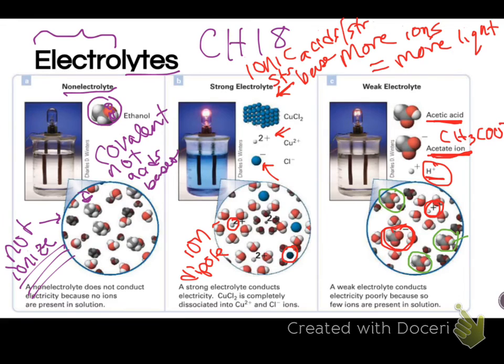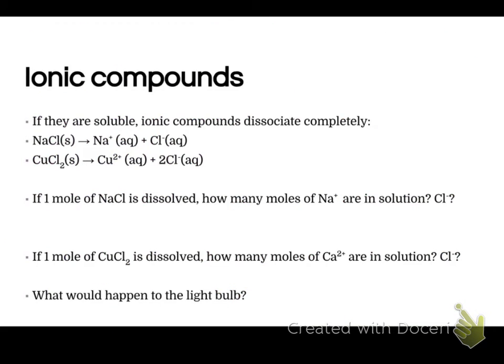By the way, the only substances that are weak electrolytes are what we call weak acids or weak bases. That's it. So the name kind of matches: weak electrolyte, weak acid, weak base. Strong electrolytes are either ionic compounds, like this example here, or strong acids and strong bases. Okay. So that means we need to remind ourselves a little bit about what we know about ionic compounds.